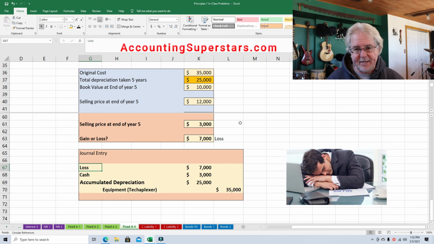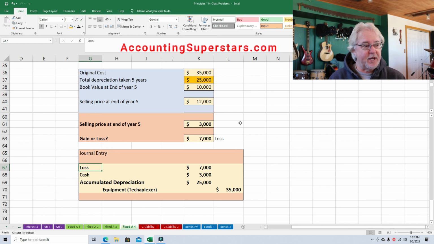Now, losses are cousins to expenses. They're not expenses, because expenses, that's money going out from doing our job. Well, our job is, well, Fred's job, we should say. Fred's job is not to sell contraptions. It's to sell snowblowers. So this is kind of a peripheral type of thing happening. But anyways, there's the journal entry.